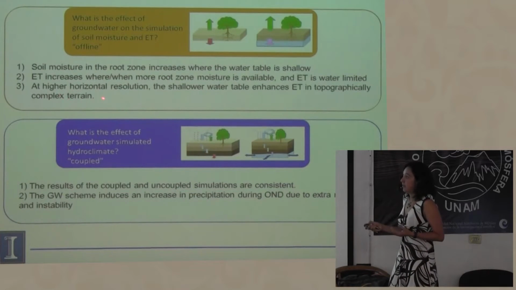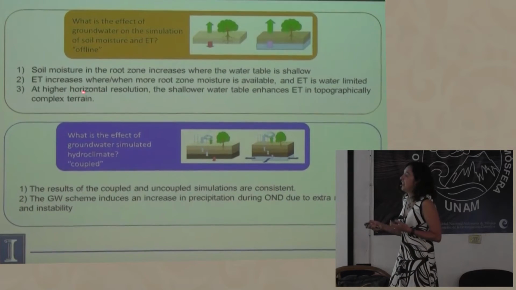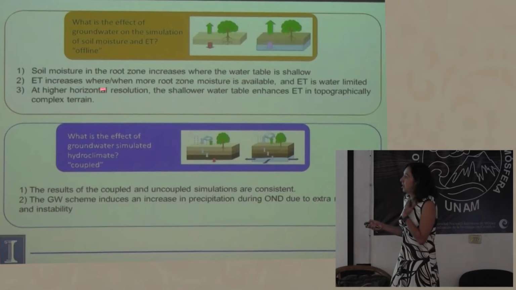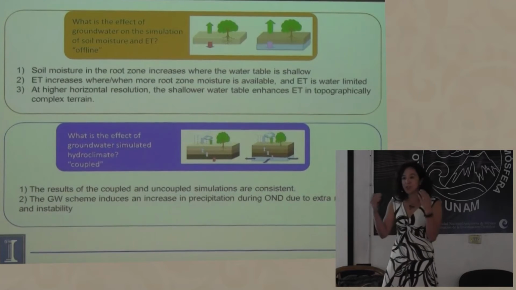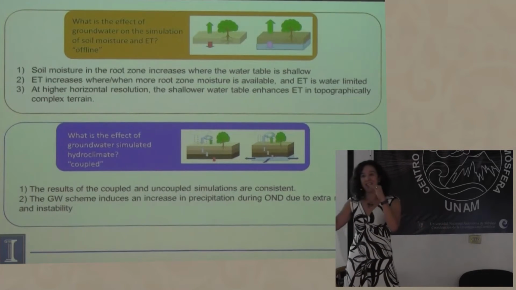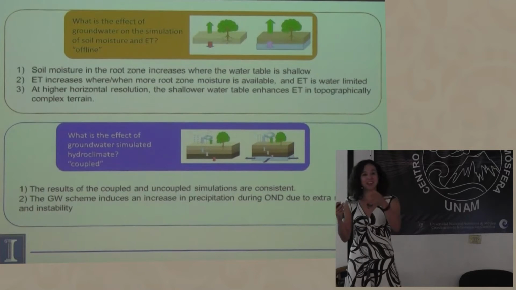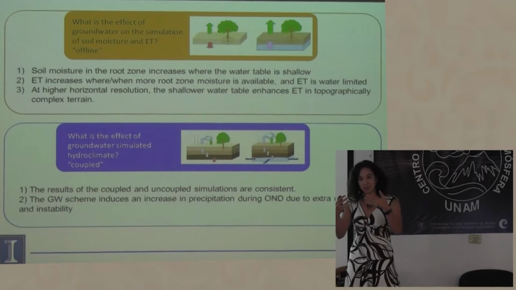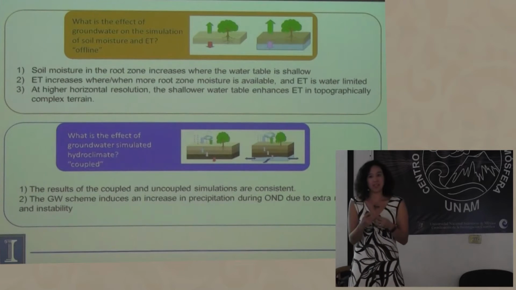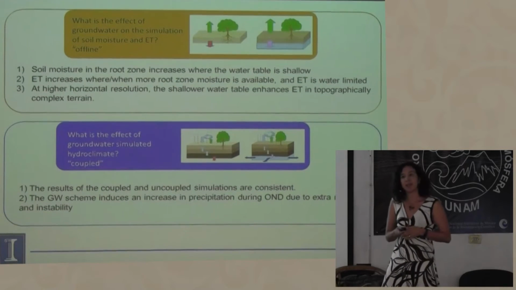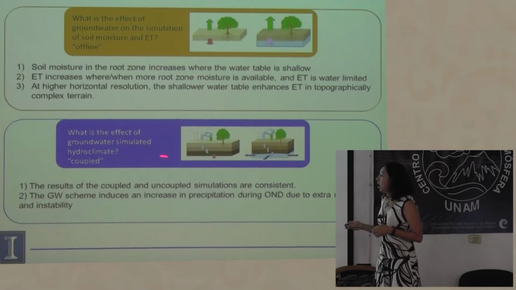And then for me, a very interesting result was with the higher horizontal resolution, which we thought of as analogous to convection: when you get to smaller and smaller scales, new things start popping up physically that you just cannot represent at the larger scale.